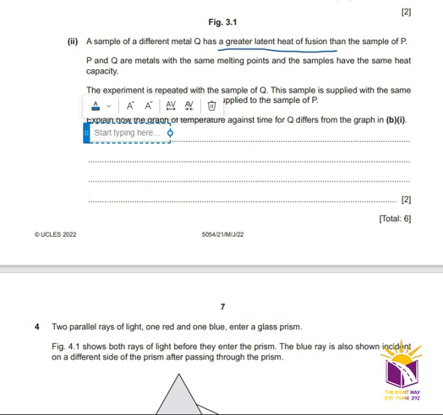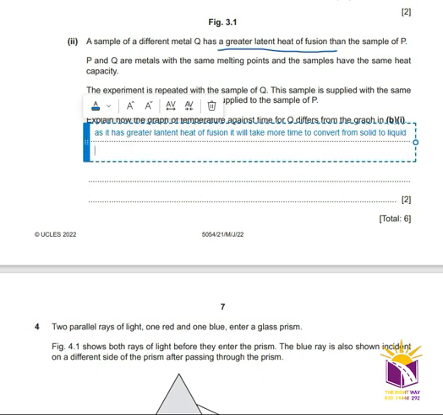You will write that as it has greater latent heat of fusion, it will take more time to convert from solid to liquid.